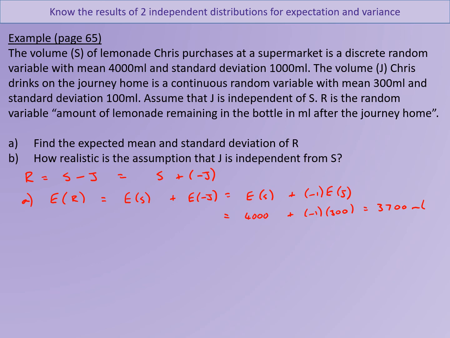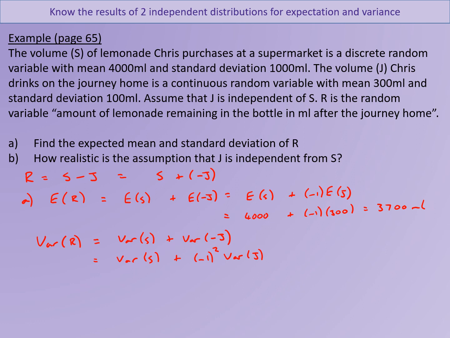We're now going to consider, first of all, the variance of R. So the variance of R can be found using the variance of S plus the variance of negative J. So this would be the variance of S. And again, using the aX plus b formula, this is going to become a squared times the variance. So we're going to have minus 1 squared times the variance of J. So this is actually just the variance of S plus the variance of J.